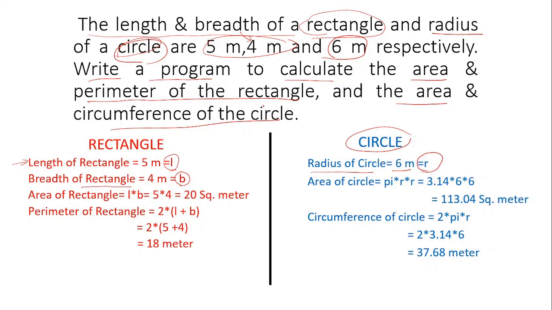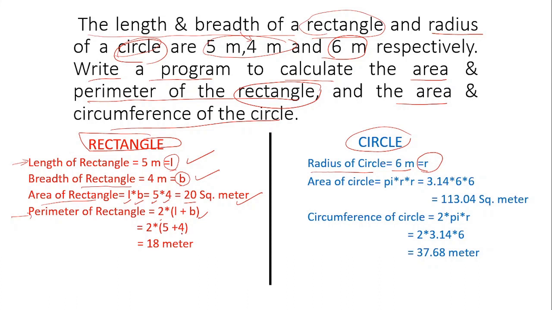So firstly we will discuss the case of the rectangle. In the rectangle we have the length, we have the breadth. From the mathematics formula, the area of the rectangle is length into breadth, which is 5 into 4, 20 square meter, and the perimeter of rectangle is given by twice of length plus breadth.